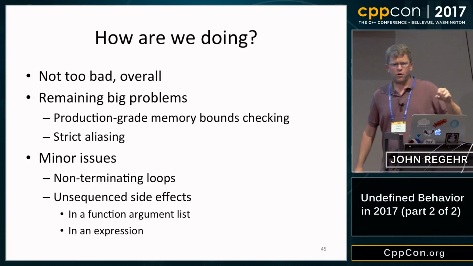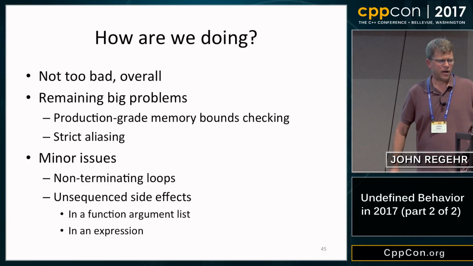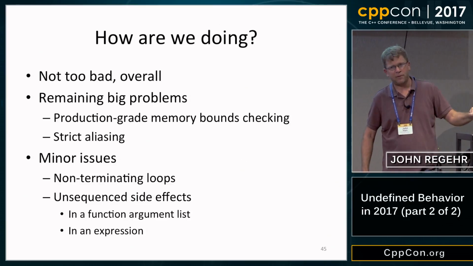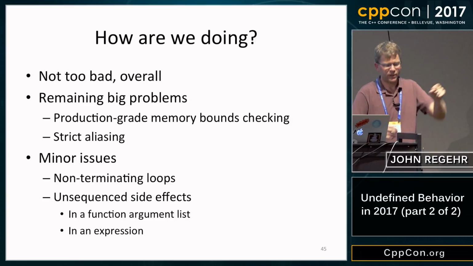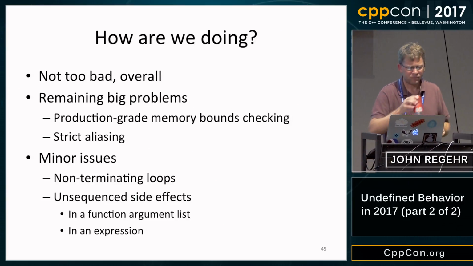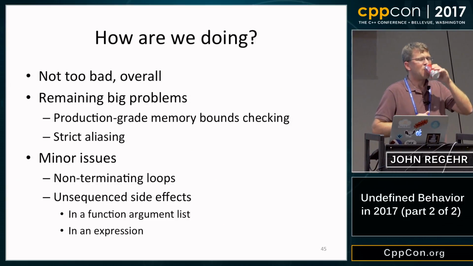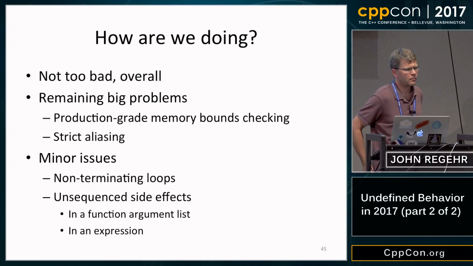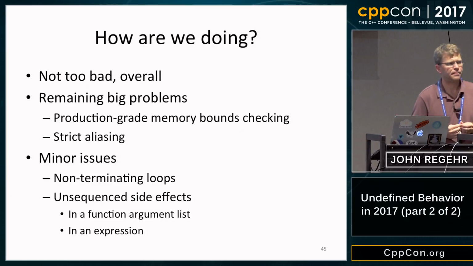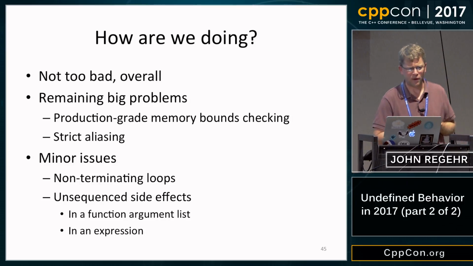So how are we doing overall? Not too bad. Overall, things are fine. Remaining big problems include production grade bounds checking and strict aliasing stuff, and I think the situation might be improving there. Yes, Kostya? If you don't mind, also you have uninitialized variables. And it's probably the simplest thing to mitigate, just initialize all the variables and all the heap. Yeah, that would be pretty easy.